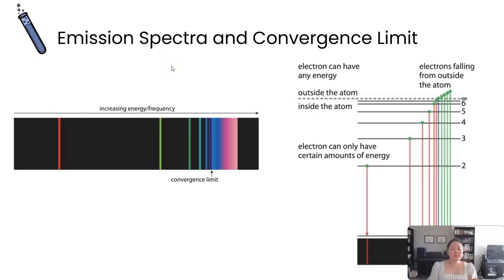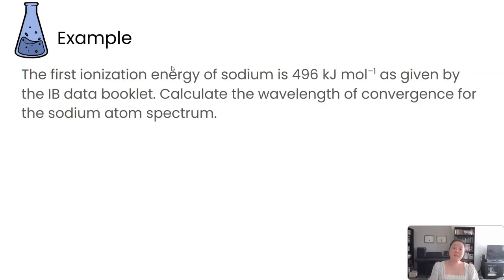So the convergence limit ends up being the lowest amount of energy with which an electron from outside the atom can come into the inside of the atom. This means the minimum amount of energy that you need to take an electron out of an atom is going to be where that convergence limit is. So here's an example of a practice problem that you might see related to this topic. Pause the video and see if you can figure it out.